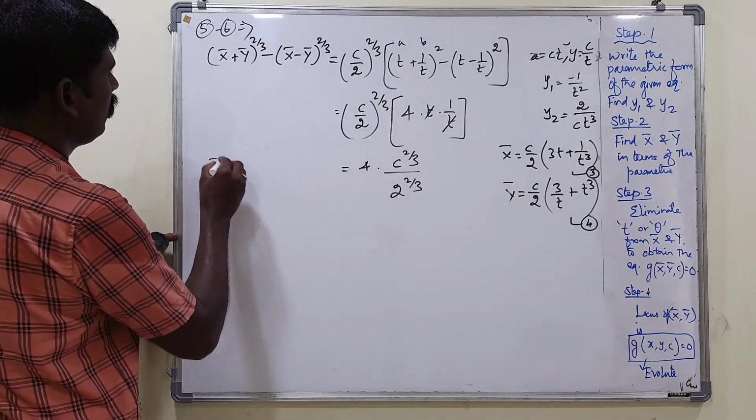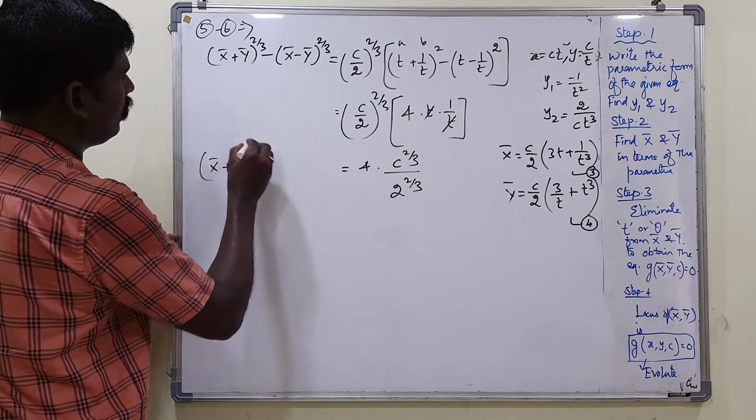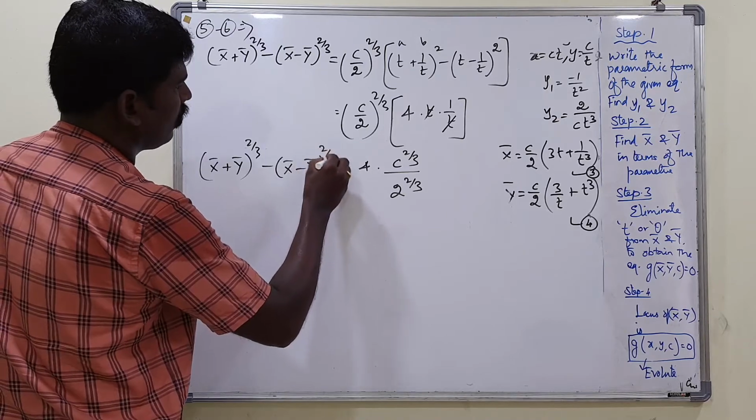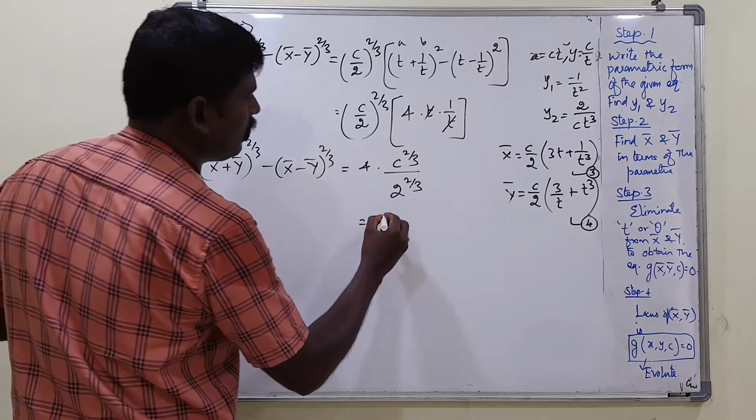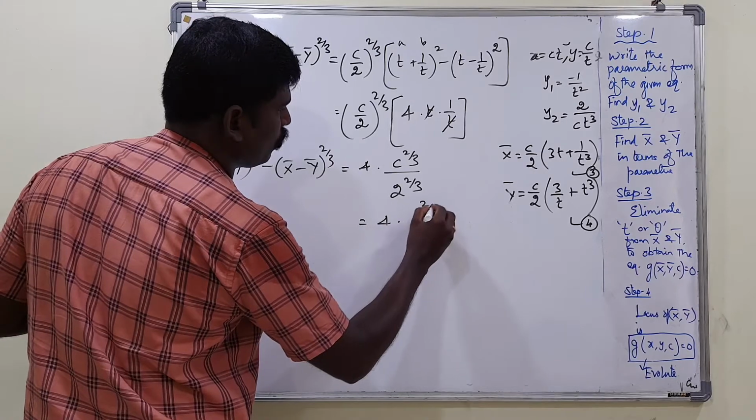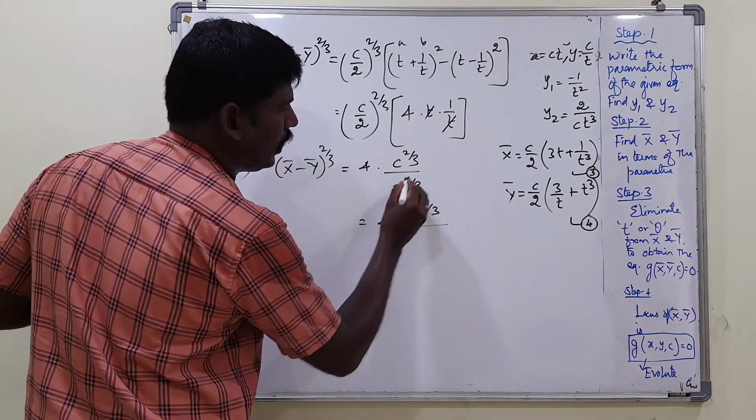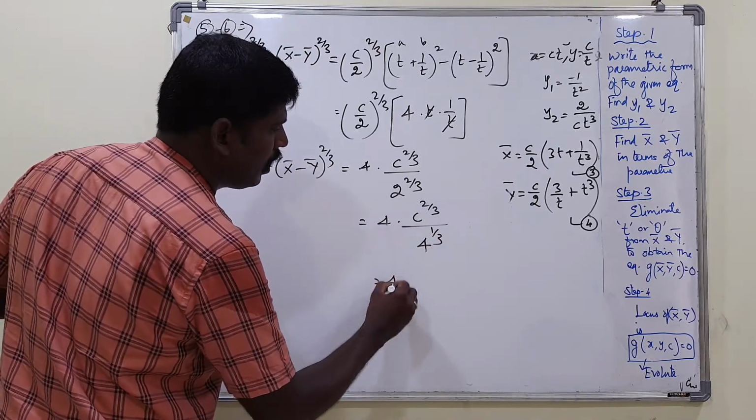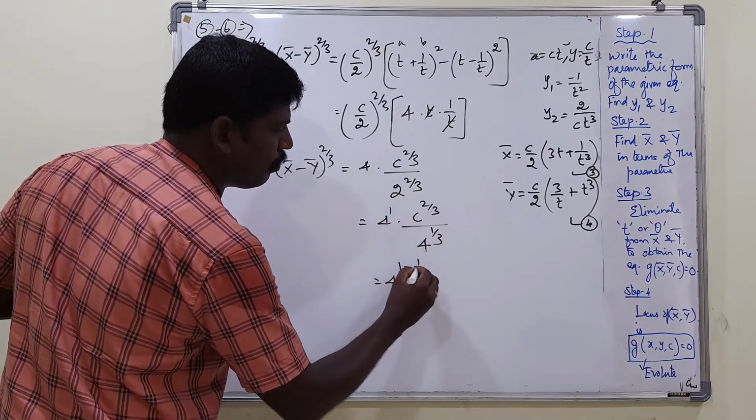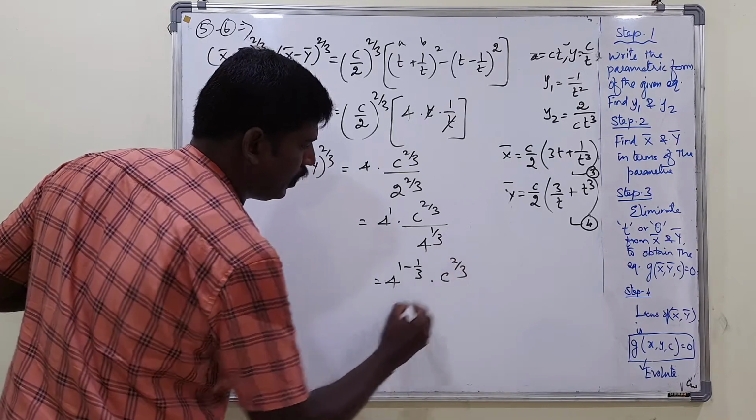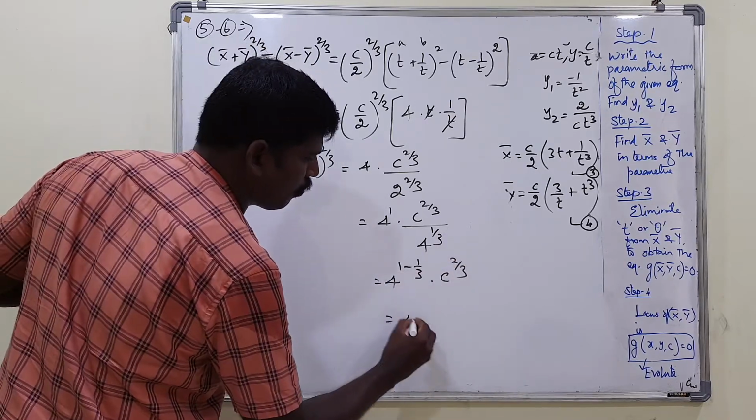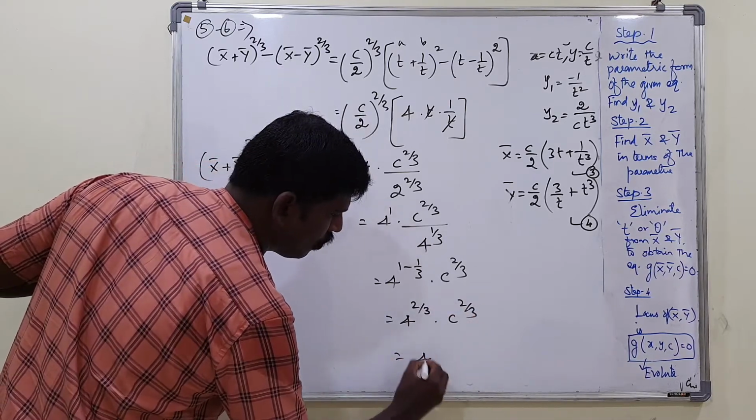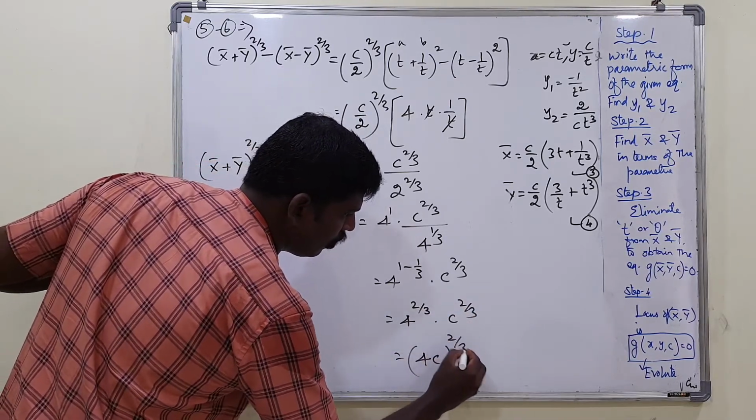Look at here. Now, the parameter is eliminated, isn't it? Right? Now, by simplifying the right hand side, you can get the answer. C power 2 by 3. What is 2 square? It is 4. It's going to be written as 4 power 1 by 3. Taking this 4 into the numerator, already it is 4 power 1. So 1 minus 1 by 3 into C power 2 by 3. What is 4 power 1 minus 1 by 3? 4 power 2 by 3 into c power 2 by 3. This can be written as 4c the whole power 2 by 3.